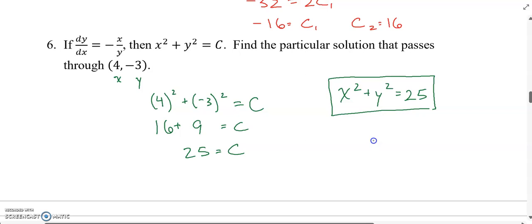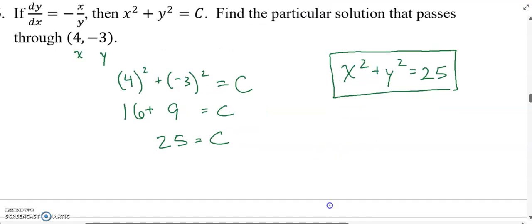Different initial conditions are going to give you different c values, and you can start imagining what all the different solution curves of this particular differential equation might look like. Definitely worth your time to explore that. We'll do that more in the following section when we look at differential equations graphically.